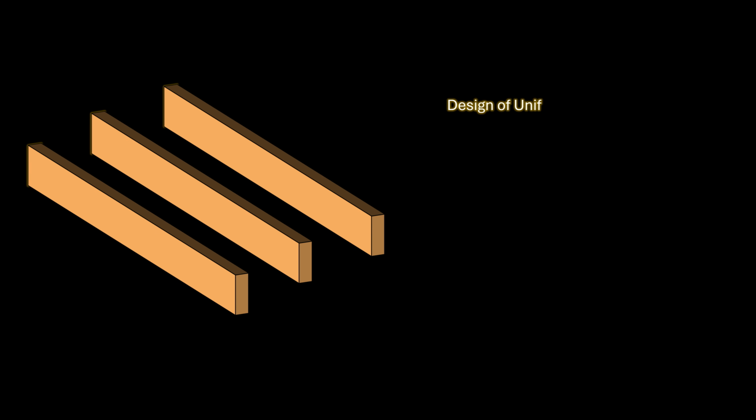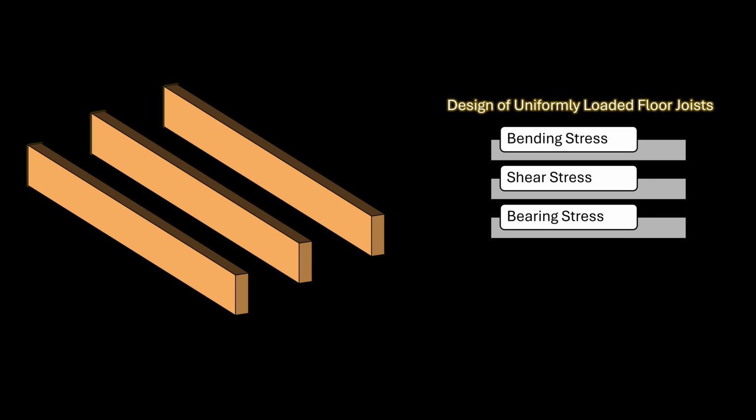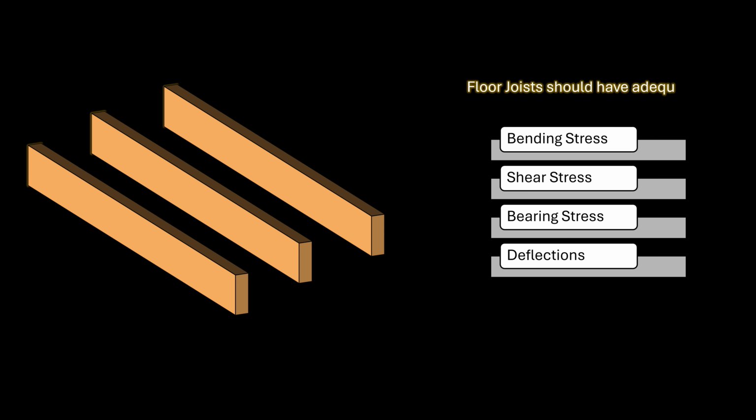The design of uniformly loaded floor joists requires the evaluation of 4 critical elements. These include the bending stresses due to bending moments, the shear stresses due to shear forces, the bearing stress at the supports due to reactions at the supports, and the deflections, which are based on the stiffness of the floor joists. The floor joist must have adequate capacity in each of these considerations to ensure conformance with the requirements of the building code. In other words, the code requires that floor joists should have adequate capacity that exceeds the stresses due to bending moments, shear forces, and bearing forces, as well as adequate stiffness to prevent excessive deflections.